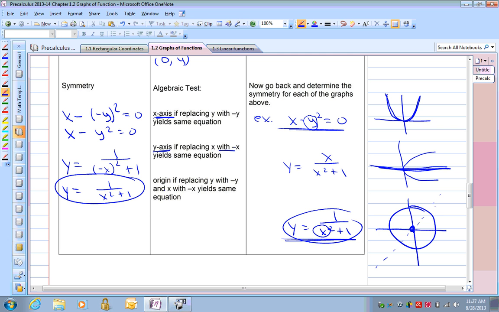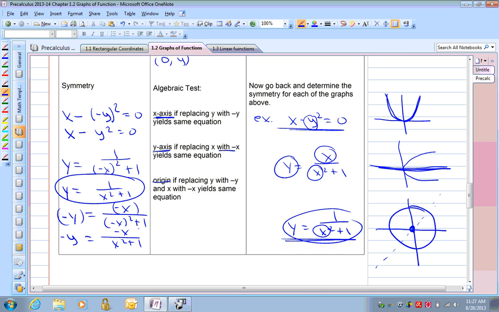Finally, let's do the algebraic test for origin. That's where we're going to replace both x and y with a negative. And this one's a little tricky, so you have to be really careful with your math skills here. So I'm going to take the y and make it negative, and I'm going to take the x and make it negative, and let's see where we're going. All right, so I'm going to have negative y equals negative x over negative x squared plus 1. The first thing I do, I know that if I square something, it's going to be positive, so I have negative y equals negative x over x squared plus 1.